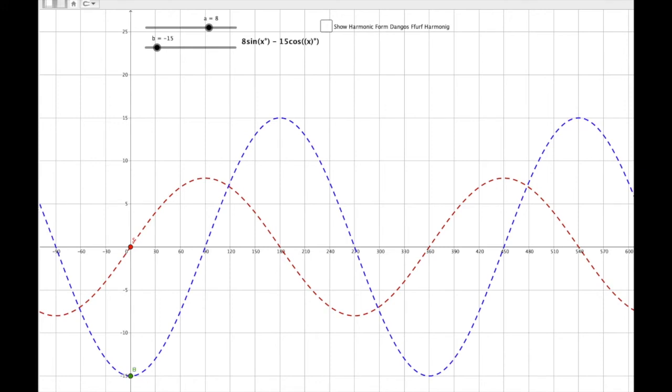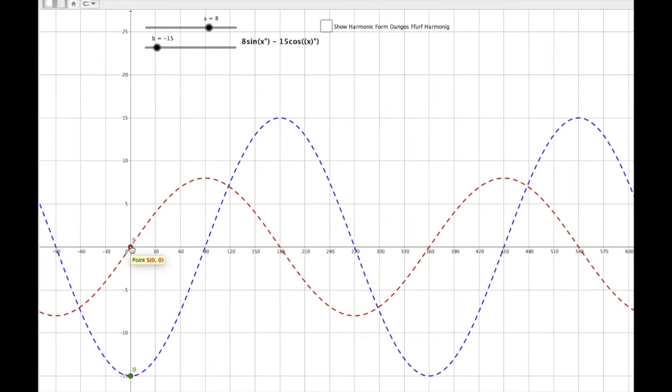On GeoGebra, we can have a look at this question. And the first thing we can have a look at is the harmonic form. So that is the form R sine theta minus alpha in this case. So we have two trigonometric curves, a sine curve, which is our 8 sine x, and our minus 15 cos x in the blue. And what we can see is if we drag this point along, it'll drag the other points, and we can see what happens with the harmonic form.